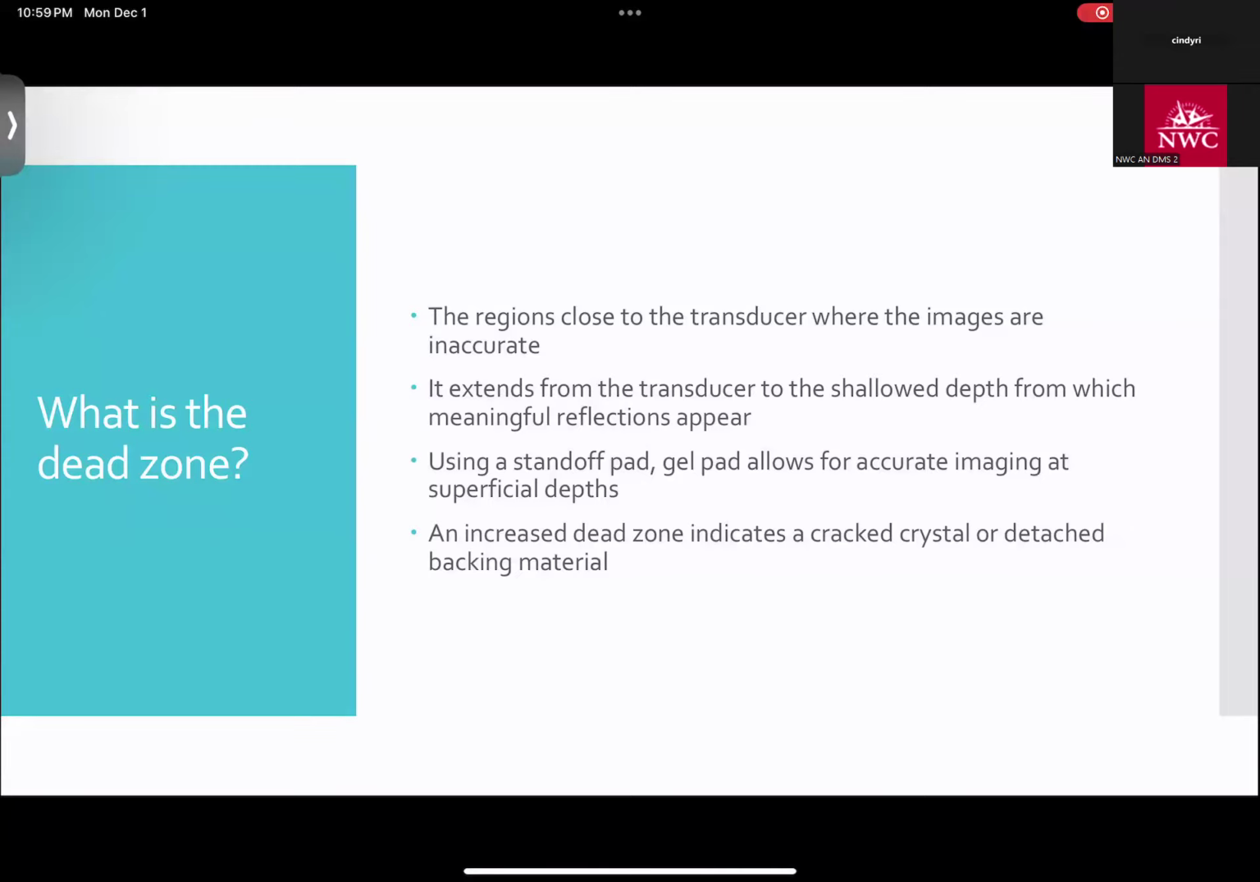Wrapping it up here, something that is on the SPI and they're going to ask you about is the dead zone. And so, what is the dead zone? The dead zone is a region on your image. When you're looking at the dead zone on the image, it's the very, very top of the screen. The reason it's called the dead zone is because anything that's superficial or at a very shallow depth within this region will not be imaged accurately. So anything very superficial within the dead zone will not be accurate when you look at it.